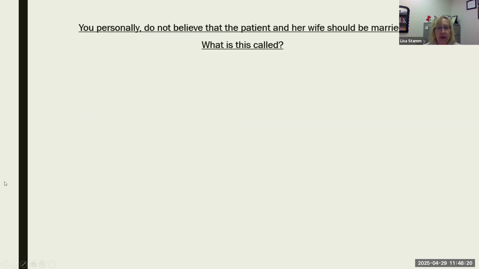You personally do not believe that the patient and her wife should be married. What is this called? Homophobia. Oh, that's interesting. Hannah's got it. It's a personal bias, but it is a bias. Is that okay to have a bias? Do you think it's okay to have a bias? Leave it at the door.